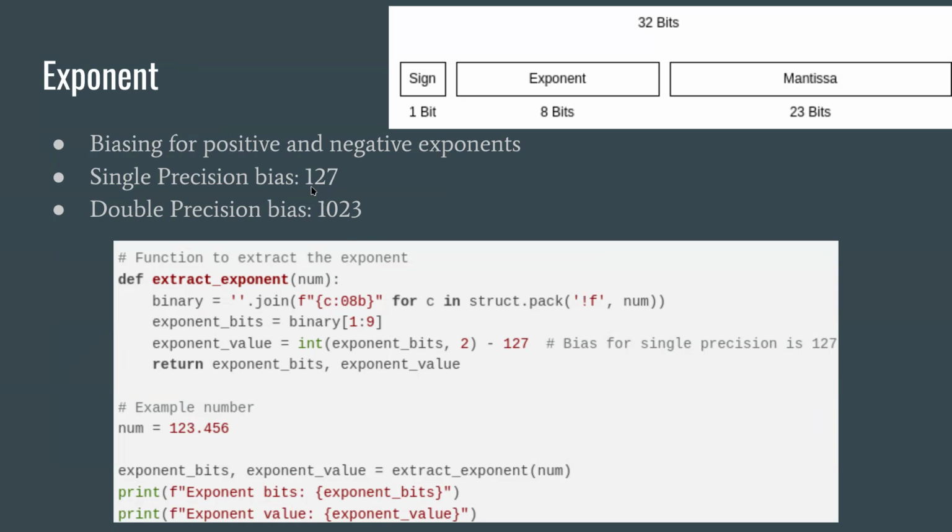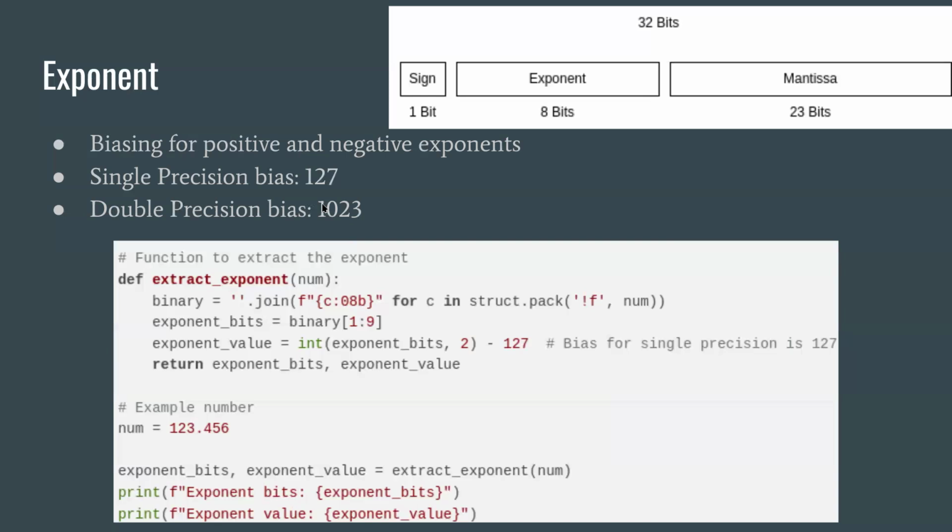In double precision, the bias is 1023. It means that the actual exponent is calculated by subtracting the bias from the stored exponent value.